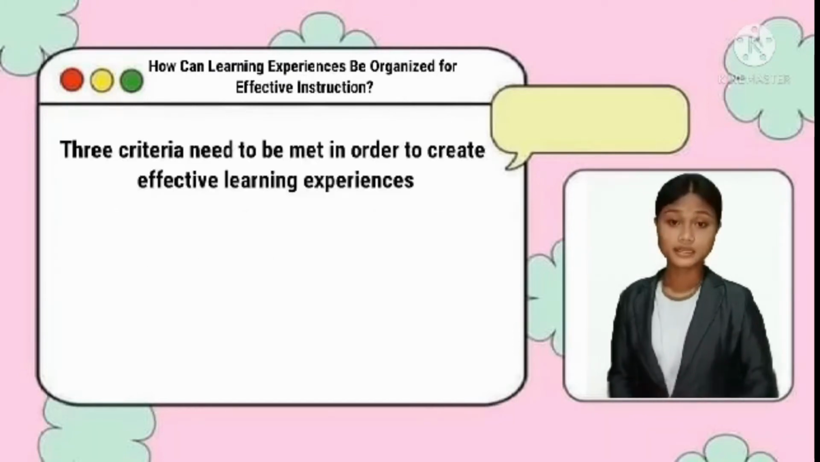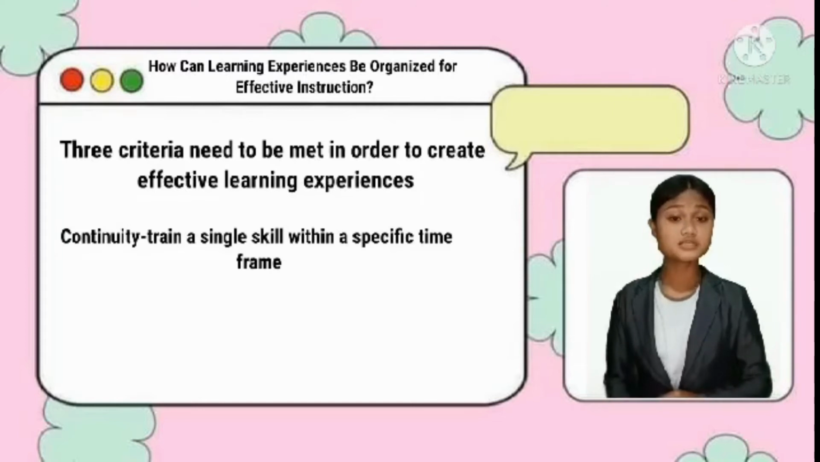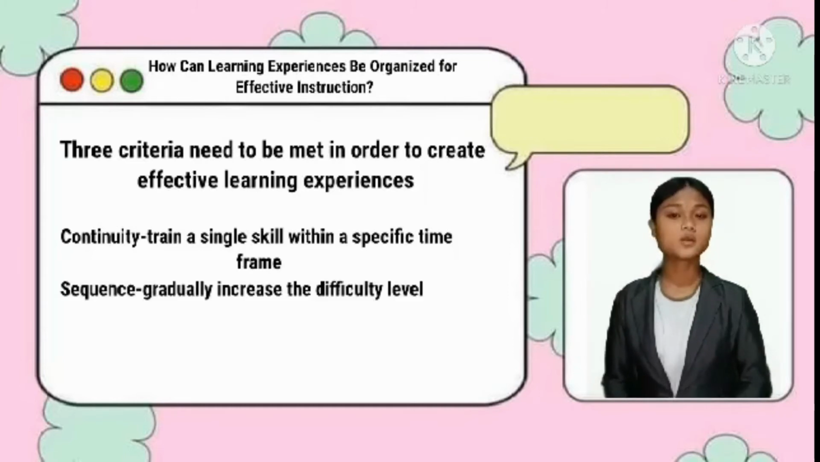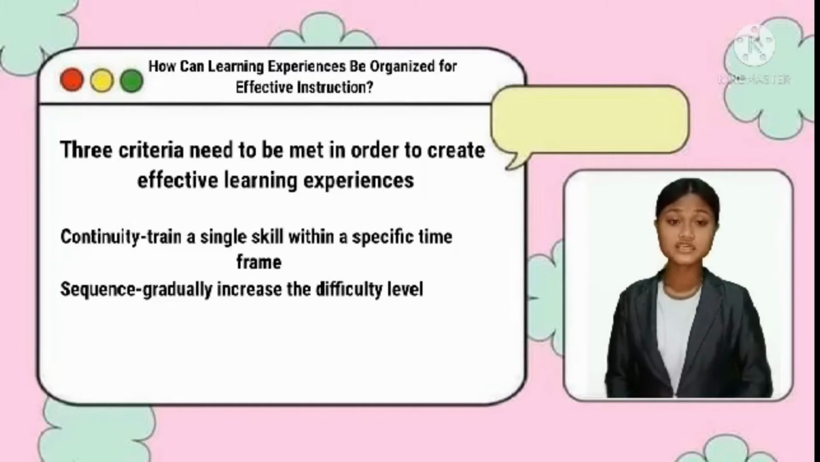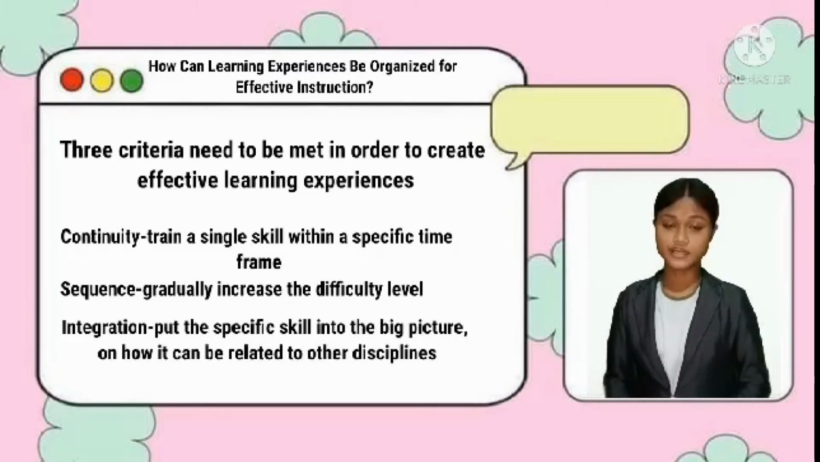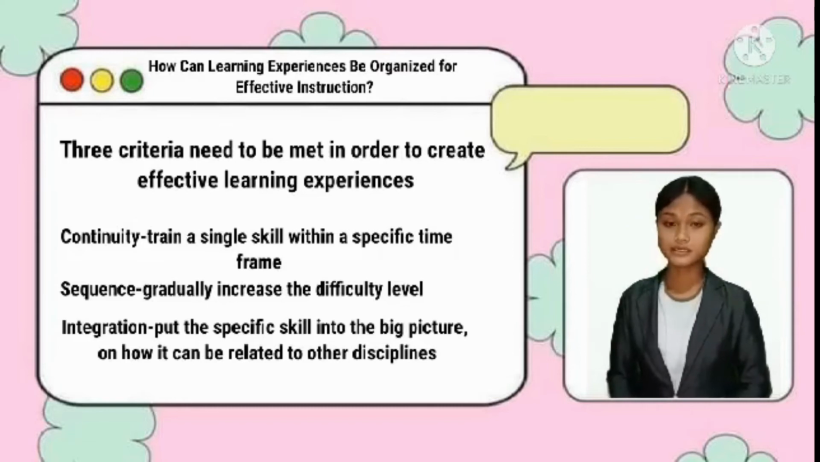There are 3 criteria that need to be met in order to create effective learning experiences. First is continuity: train a single skill within a specific time frame. Second is sequence: gradually increase the difficulty level. And the third is integration: put the specific skill into the big picture of how it can be related to other disciplines.